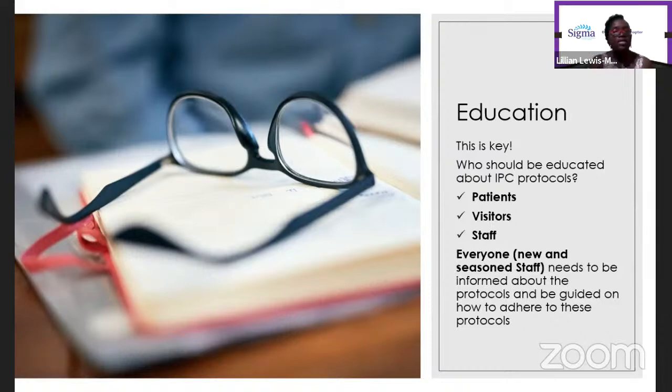So you're new to it, you learned it today, and in the next few months you need to review it, because when we're in training, we would have learned about the various precautions, when it's droplet precautions versus aerosol. But then if you're not working in the actual area, or you've never had a case where you had to use this kind of precaution, it's as if you don't remember, even though you were taught. So education is something that is ongoing, right? And the new and the seasoned staff need to be informed about the protocols and be guided on how to adhere to these protocols.